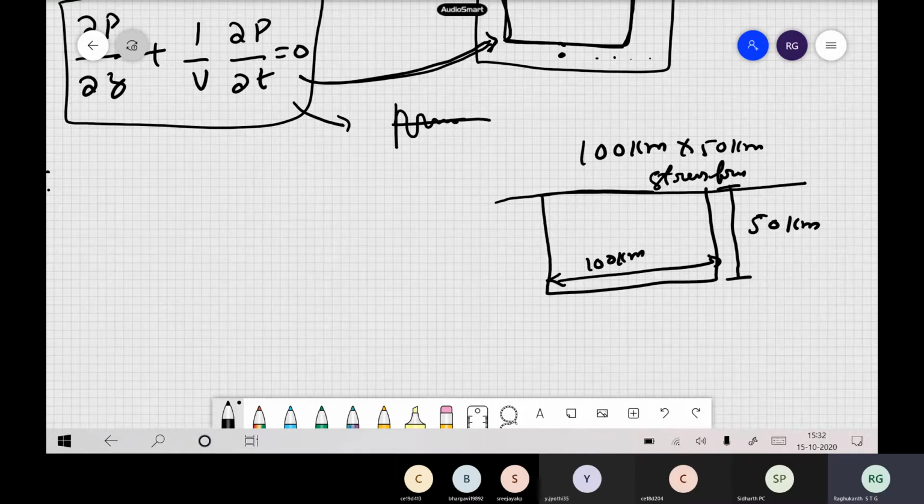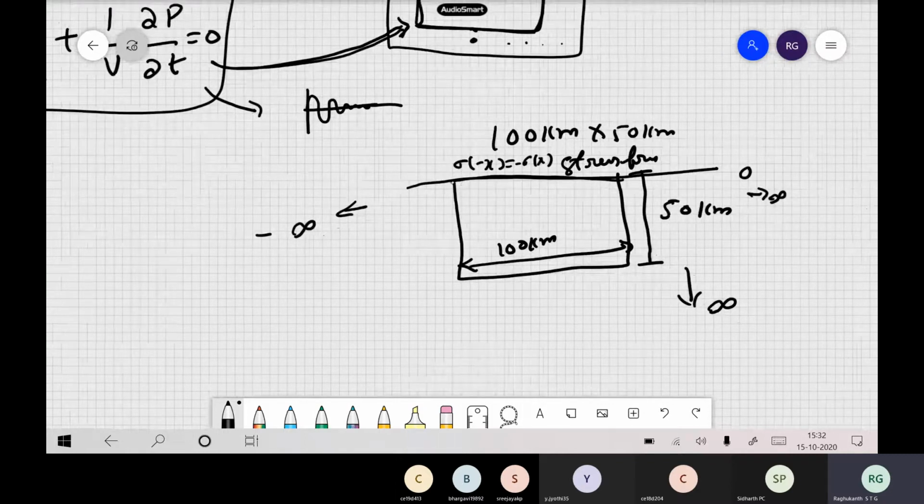Here the boundary condition will be that the stress is antisymmetric actually, so minus of sigma x. Anyway, the stress is 0, you will write. Now, this medium is infinite in this direction, in the depth direction also. The medium goes from 0 to infinity, whereas here it goes from minus infinity to infinity. I can't model minus infinity to infinity, or 0 to infinity, on a computer. So what I'm doing is modeling a small region, a 100 kilometer by 50 kilometer region.